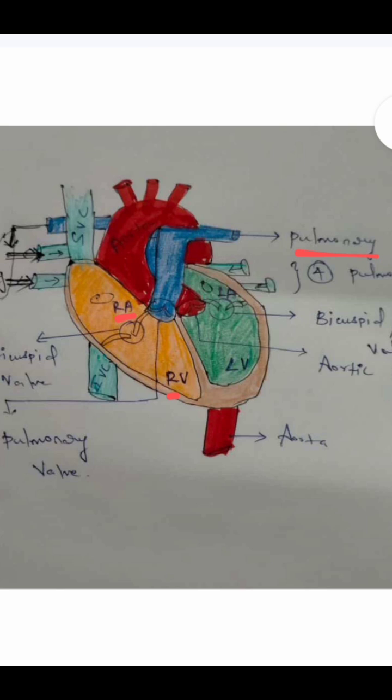We get blood from the superior vena cava and inferior vena cava to the right atrium. From the right atrium, it pushes the blood to the right ventricle through the tricuspid valve. From the right ventricle, it pumps the blood to the lungs through the right and left pulmonary arteries. The pulmonary artery sends the deoxygenated blood to the lungs, and oxygenated blood is carried through the pulmonary veins.